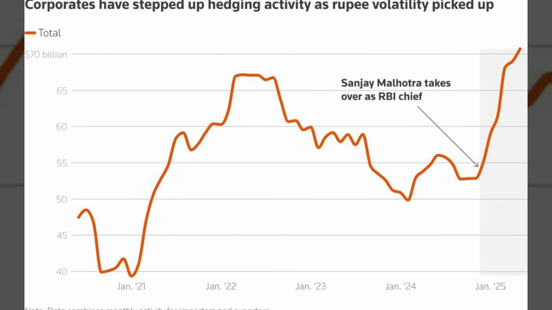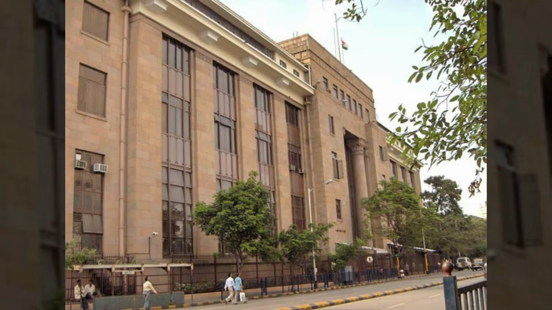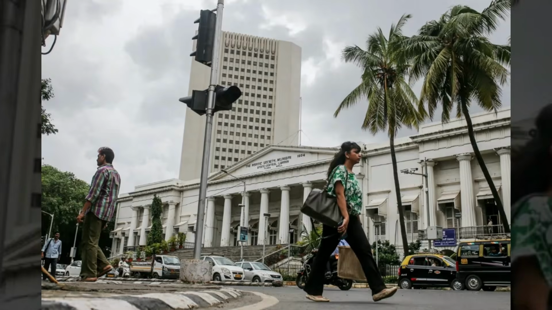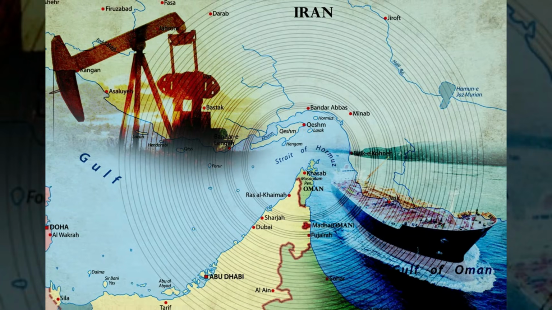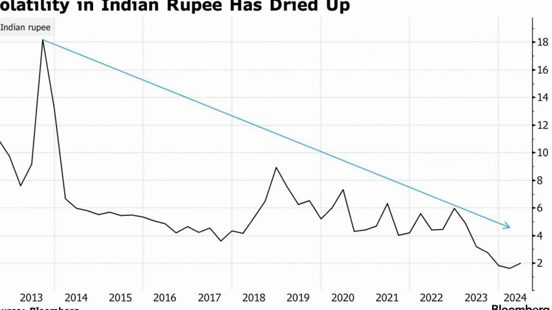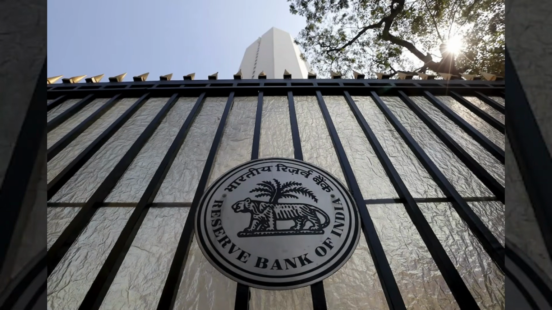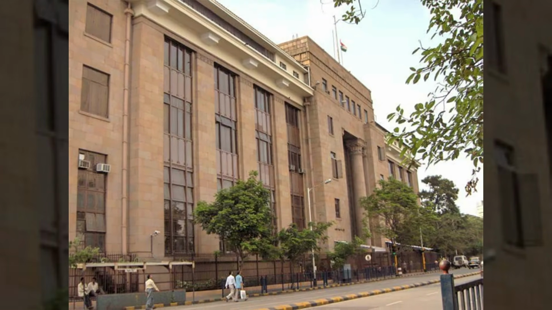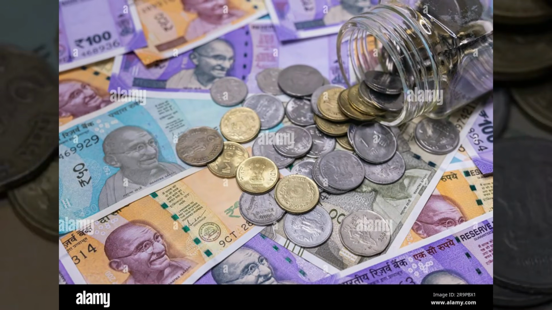The current episode is rooted in a convergence of external and internal factors. The war involving the United States, Israel, and Iran has disrupted energy markets, pushing up crude oil prices and tightening global supply. India imports approximately 90% of its oil requirements, making it highly sensitive to price increases. Higher oil prices translate directly into a wider current account deficit, increasing demand for dollars and placing downward pressure on the rupee. At the same time, foreign institutional investors have been selling Indian assets, contributing to capital outflows that further weaken the currency.